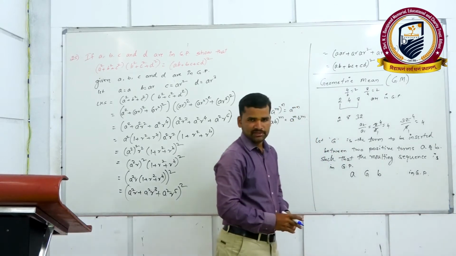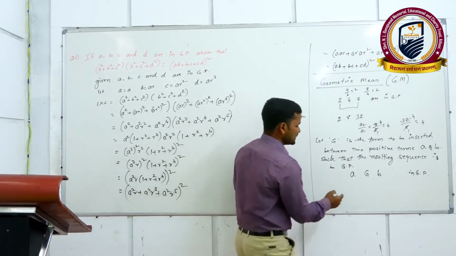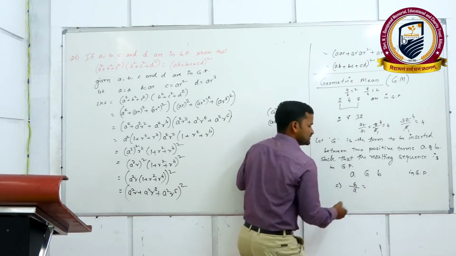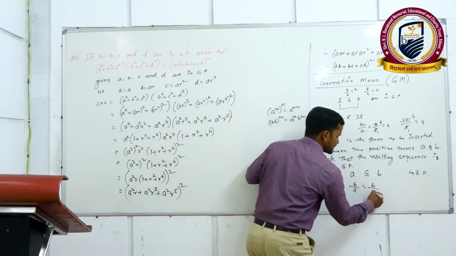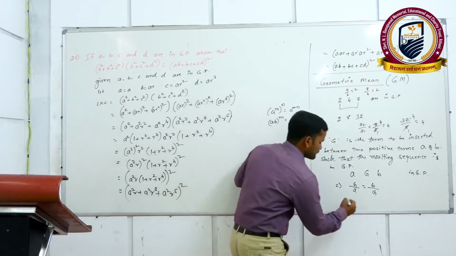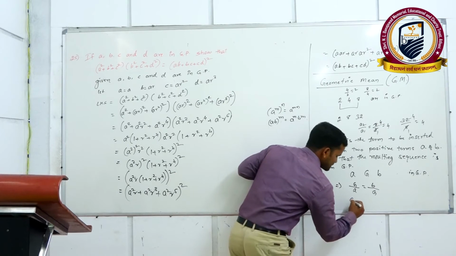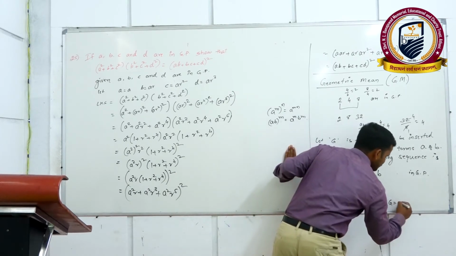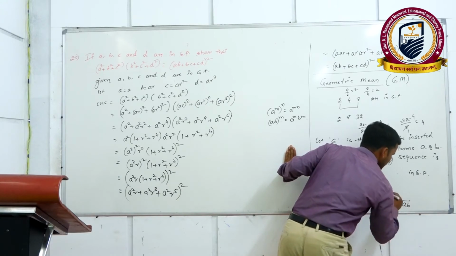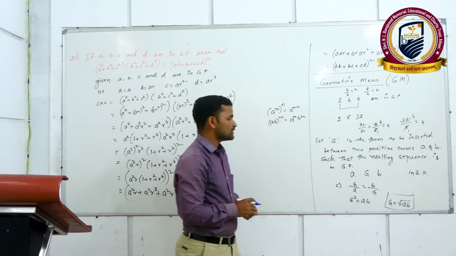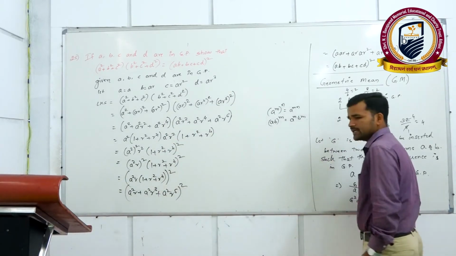If it is in geometric progression, the ratio between the first two terms, that is G by A, should be the same as the ratio between the next two terms, that is B by G. If you cross multiply, this becomes G square is equal to A into B. Then G is equal to square root of A into B. Here G is called the geometric mean of A and B.